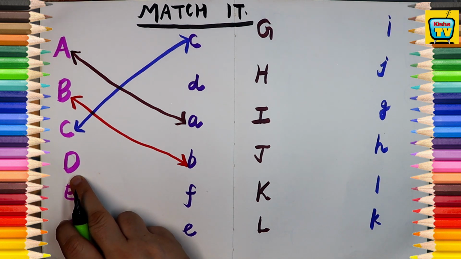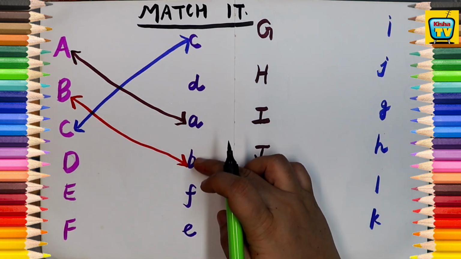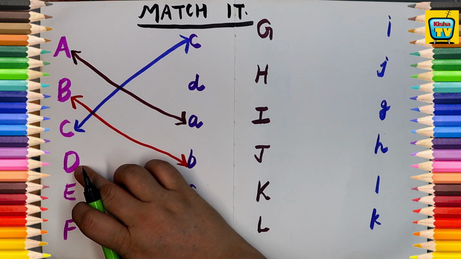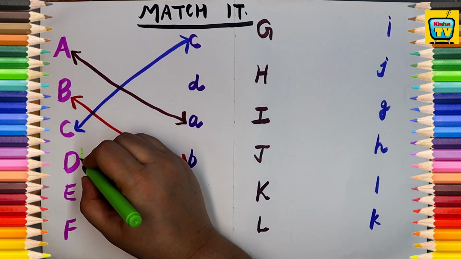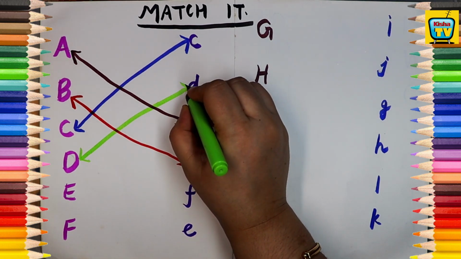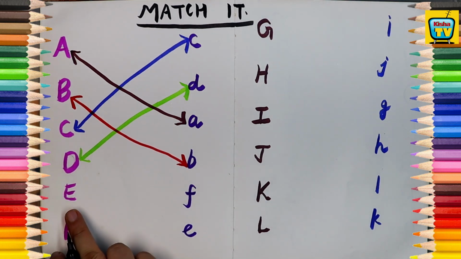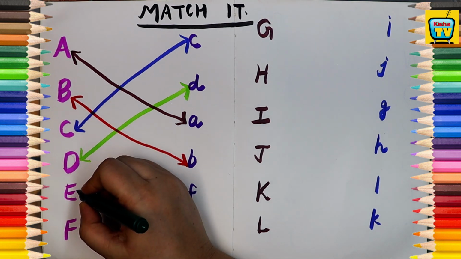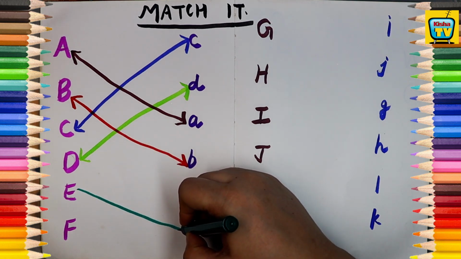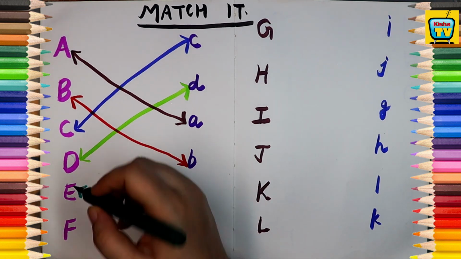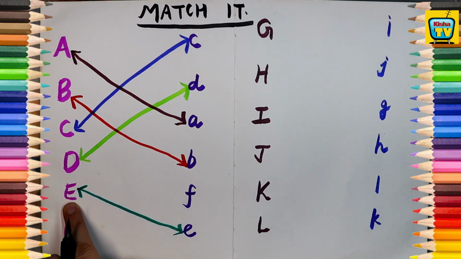This is D. D for dog. We will match D, big D to small D. D for dog. Okay. E. E for egg. Big E to small E. This is egg. Big letter of E, small letter of E. E for egg.